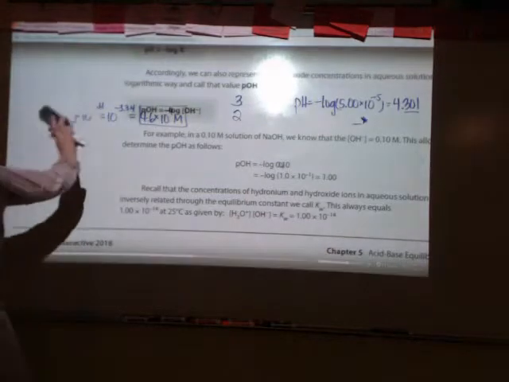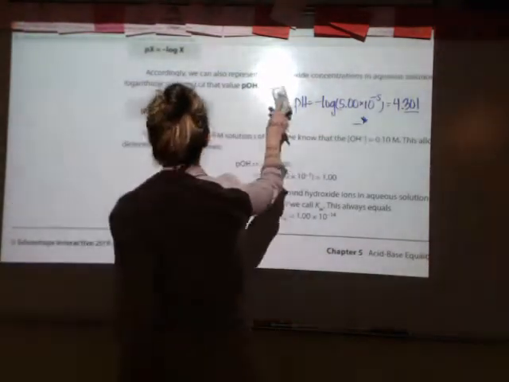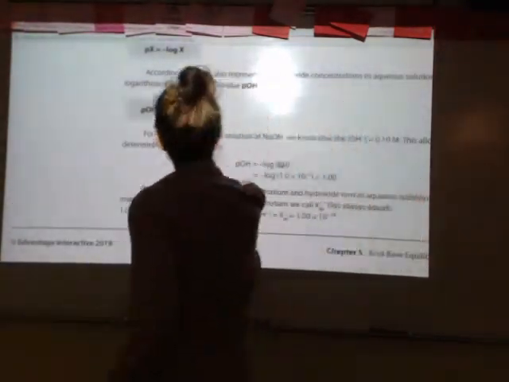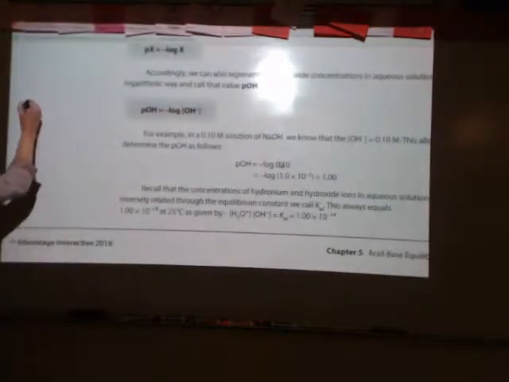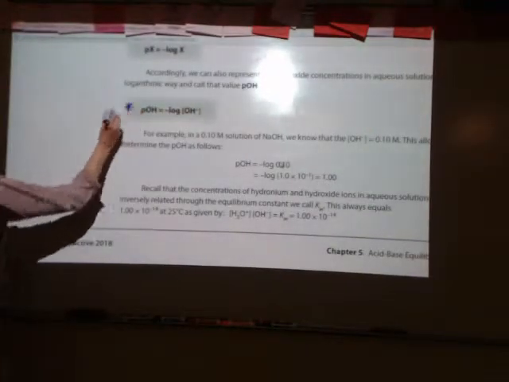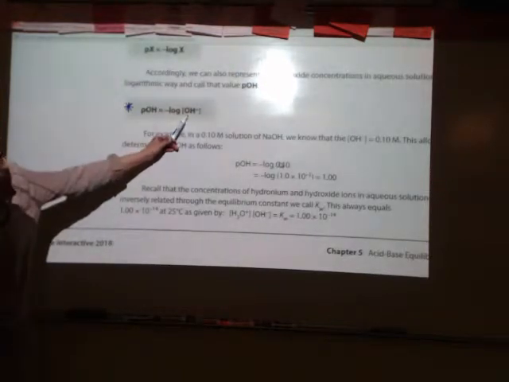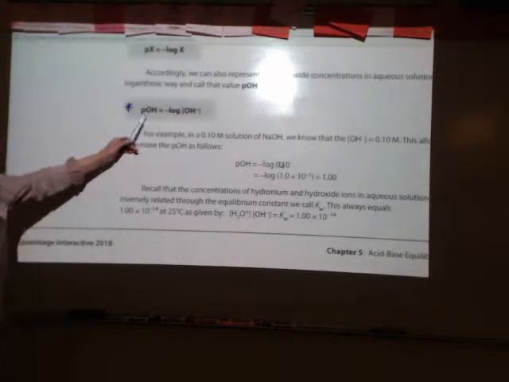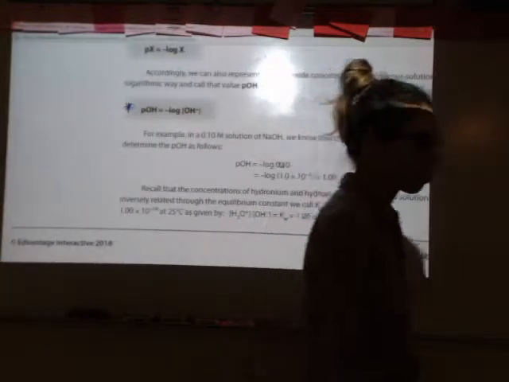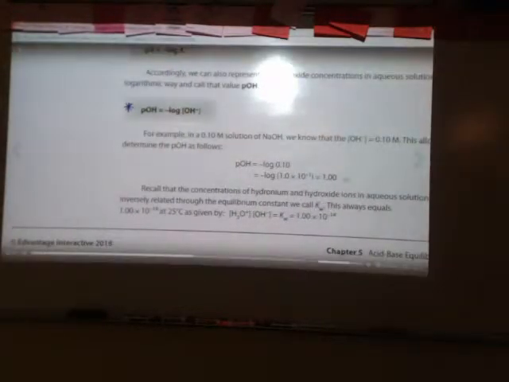I'm going to expand this p concept to include bases. So what we're going to do is talk about if I have the hydroxide ion concentration, then I can get something called the pOH. So this would be for bases. If I have a base, I would put the hydroxide ion concentration here, take the negative log of it, and get the pOH. Well, how does the pOH relate to pH?